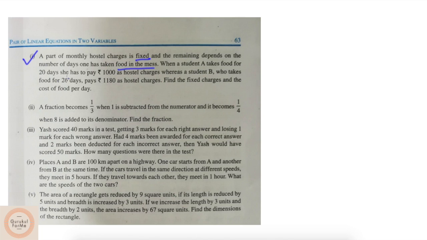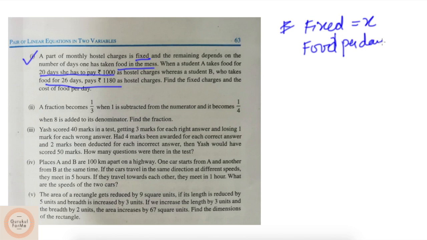When a student A takes food for 20 days, he has to pay a total of 1000 rupees. Whereas a student B who takes food for 26 days has to pay more. Naturally, both stayed for a month. So what is the fixed charge, and what is the food charge? Both are F, right? So let's not take this as F. Let's take the fixed cost as X, and let's take the food cost per day as Y. It's easy to calculate for 1 day.